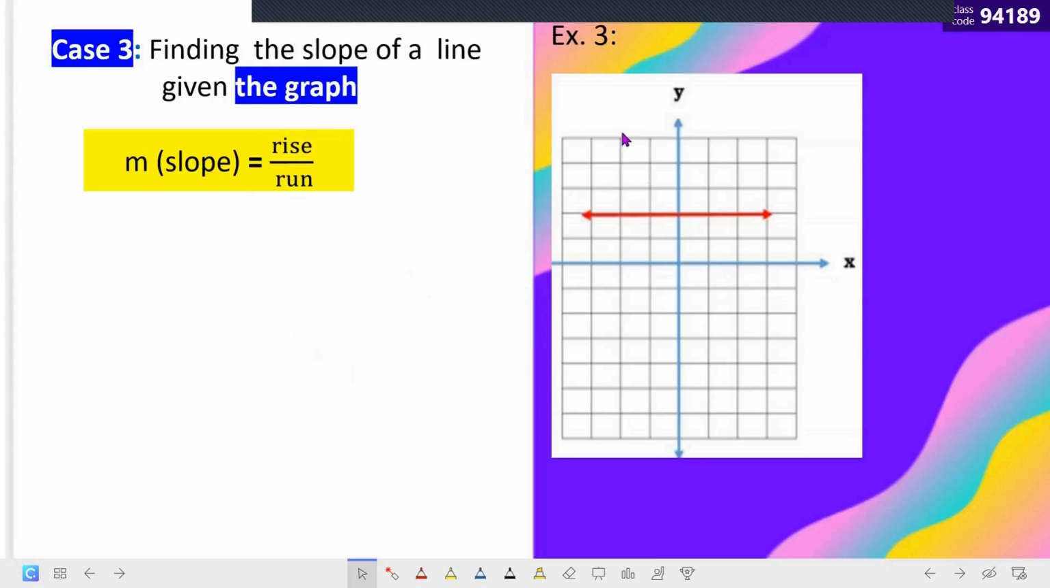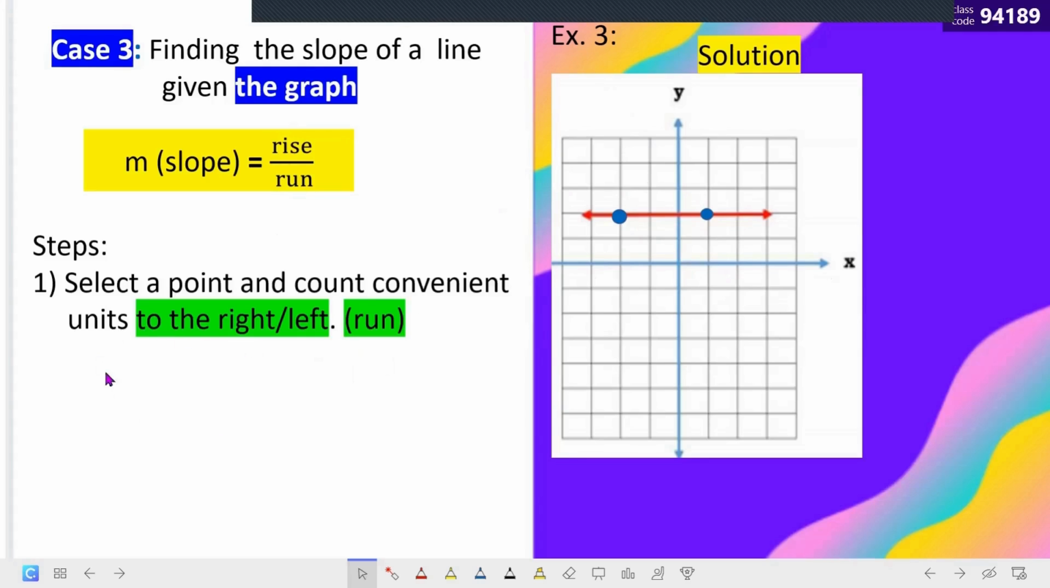So we'll go to the solution. Let's choose 2 points here. There you go. We have 2 points. Then we will apply, of course, the steps. Select 1 point and count convenient units to the right. So say we will start from left to right. From left to right, we count how many units? 1, 2, 3. So it's 3 units to the right.